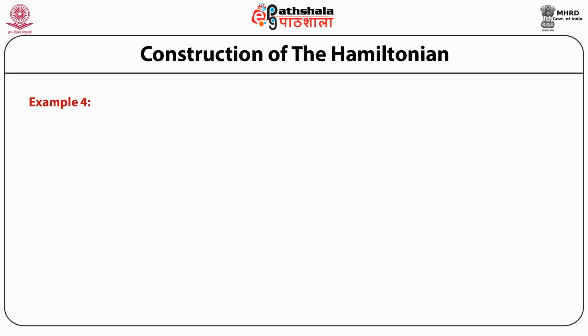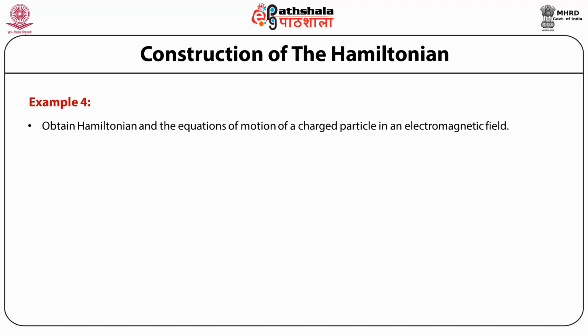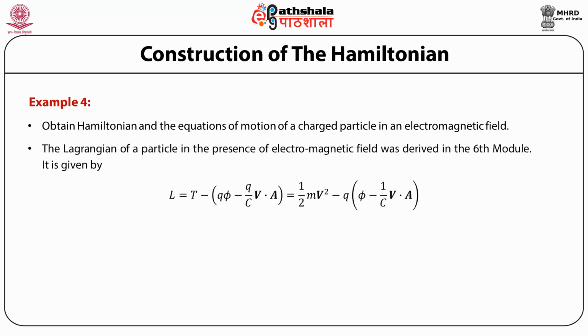As a final example, we'll obtain the Hamiltonian and the equation of motion of a charged particle in an electromagnetic field. Earlier, we obtained the Lagrangian of a particle in the presence of an electromagnetic field, and if you remember, it was given as L is equal to T minus a quantity which is q phi minus q by c v dot A, where v is the velocity, q is the charge of the particle, phi is the scalar potential, and A is the vector potential.